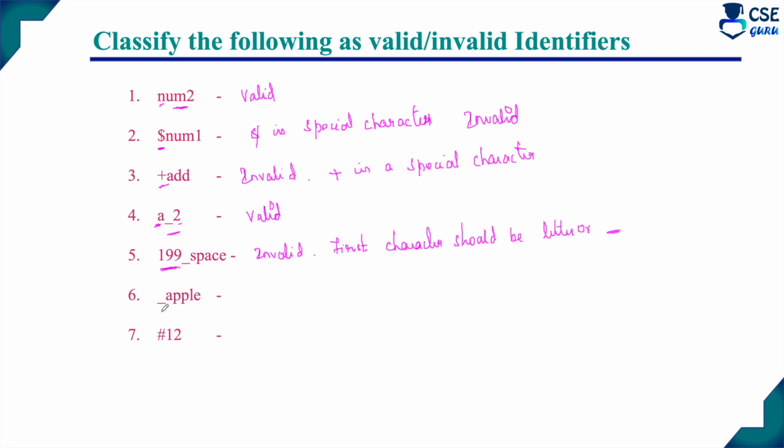And next, the sixth one, if you are considering, underscore apple. The first character can be underscore, so it is valid. The first character should be either underscore or a letter. Yes, it is valid, but if they have included a double underscore, in that sense it is invalid. And the seventh one, if you are considering, hash is a special character. It starts with a special character, so it is invalid. Wherever you include a special character, it is invalid.